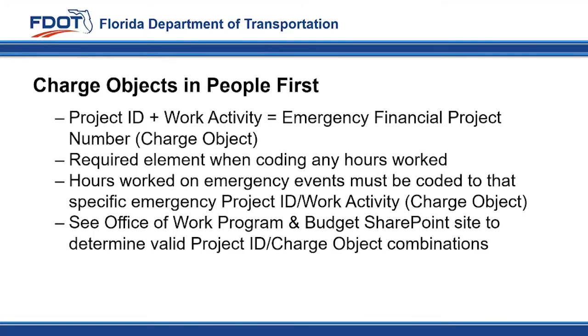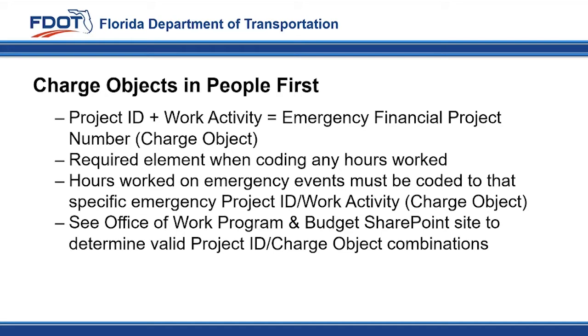The People First timesheet has a field for charge objects. If you work on an emergency event, you should enter the specific emergency financial project number, which is a combination of the project ID and work activity, to adequately identify the type of work being done. This number is located in the charge object field. The charge object is a required element when coding hours worked on a timesheet.